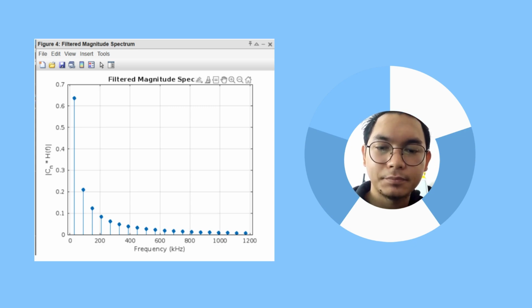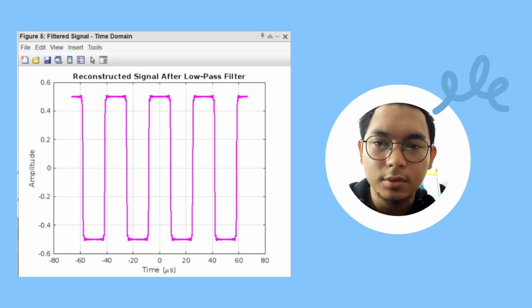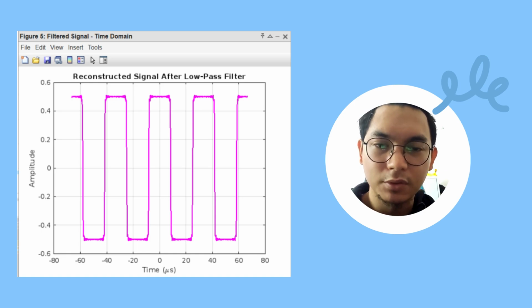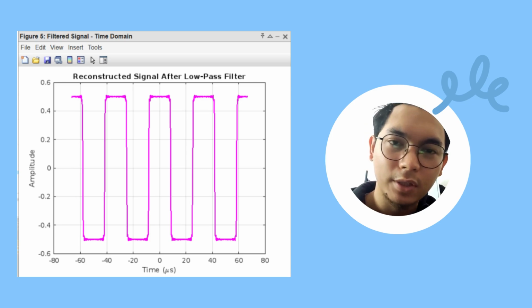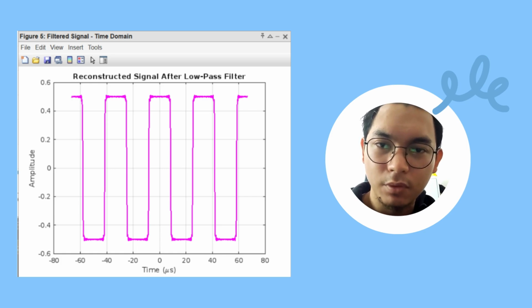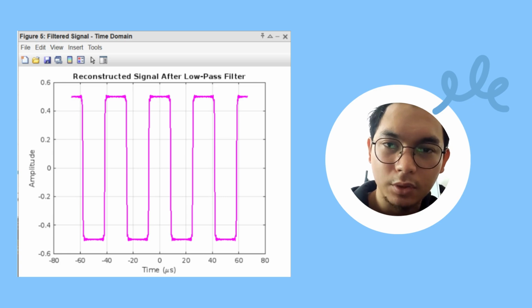And so for this last figure, we display a reconstructed square wave in the time domain after applying a low pass filter to its Fourier series components. The signal retains the basic square wave shape, but the sharp transitions are visibly smoother. This occurs because the higher frequency harmonics, which contribute to the sharp edges, have been attenuated by the filter.